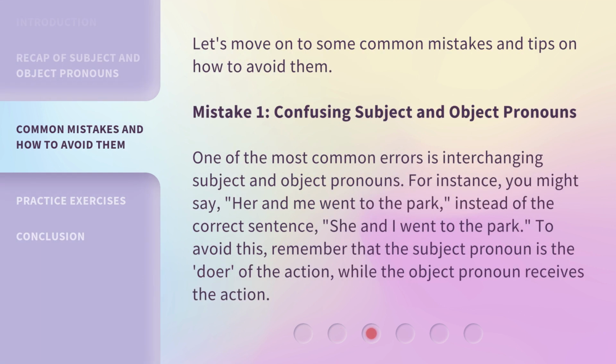Let's move on to some common mistakes and tips on how to avoid them. Mistake 1. Confusing subject and object pronouns. One of the most common errors is interchanging subject and object pronouns. For instance, you might say, "Her and me went to the park," instead of the correct sentence, "She and I went to the park." To avoid this, remember that the subject pronoun is the doer of the action, while the object pronoun receives the action.